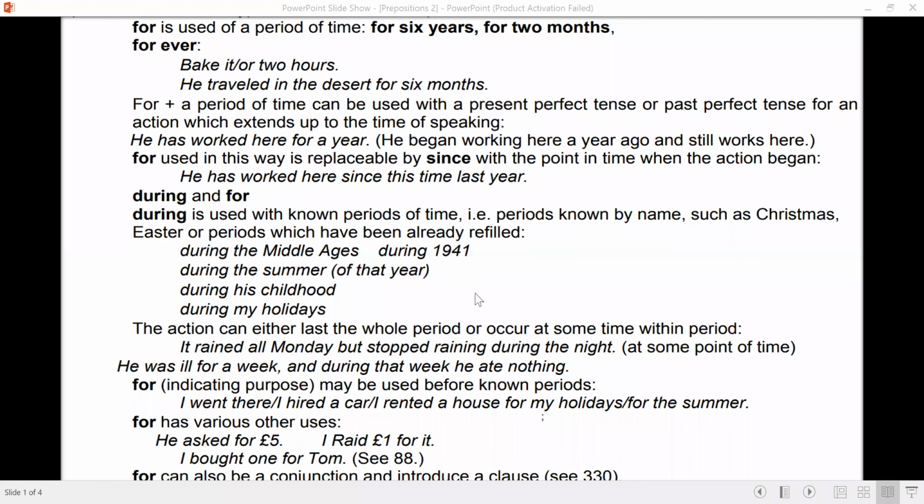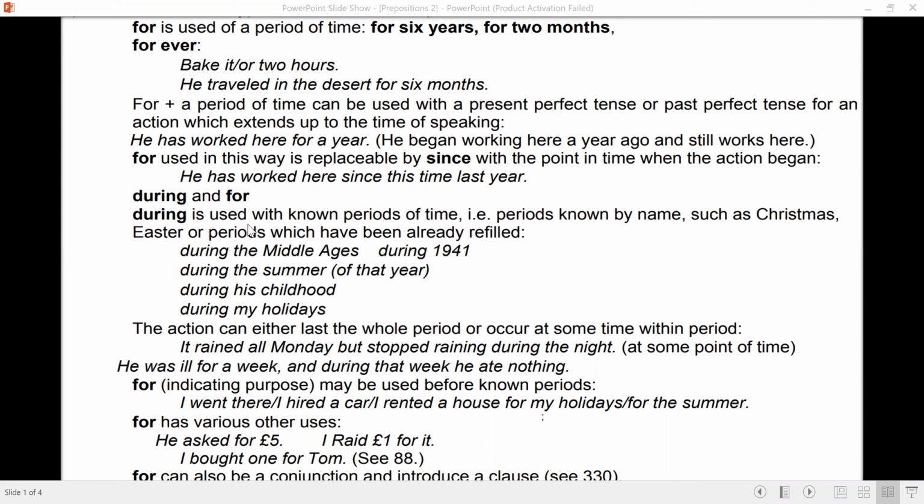For used in this way is replaceable by since, with the point in time when the action began. So it can also be replaced with since. How? He has worked here since this time last year. So here it has been replaced with since. Since this time shows a point of time.